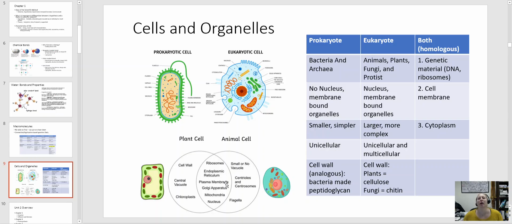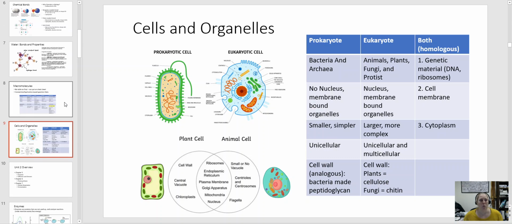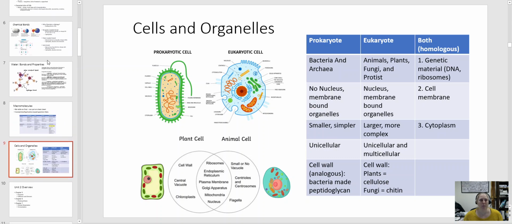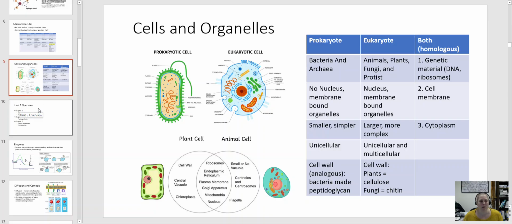Matching for these organelles, whether they're prokaryotic, eukaryotic, or both, or if they are plant cell or animal cells, or what their function is. Those are very likely to show up on your final exam. Okay, that is Unit 1. I go over it a little bit more because it's a relatively older concept.